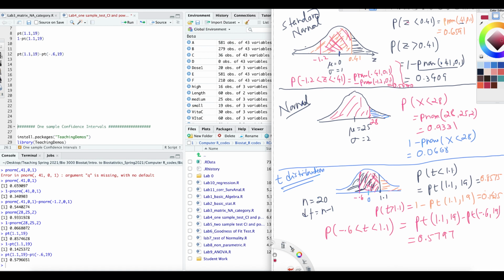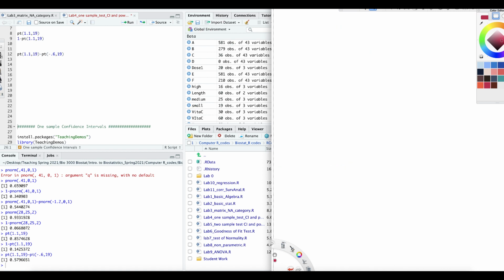Okay, so the next thing I want to show you is how to find the area under a chi-square curve, okay. For example, suppose you have a chi-square distribution. The chi-square distribution has a right tail, right? So it is like this. So this is the chi-square distribution. All the values are positive, okay.